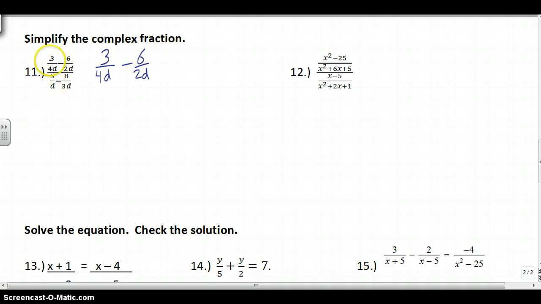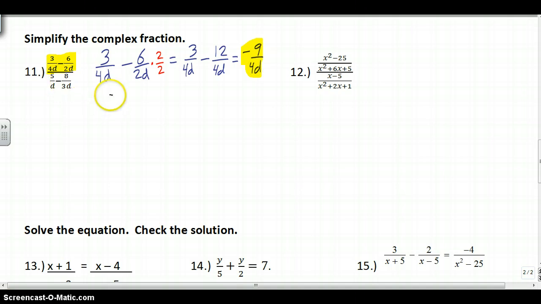So I'm going to do the numerator first. 3 over 4d minus 6 over 2d. Well, if you notice, this is 4d, this is 2d. So I can actually multiply this one by 2 over 2, and that'll give me 4d. So I have 3 over 4d minus 12 over 4d, which gives me negative 9 over 4d. And if you notice, this numerator is the same as this. We'll be using that later.